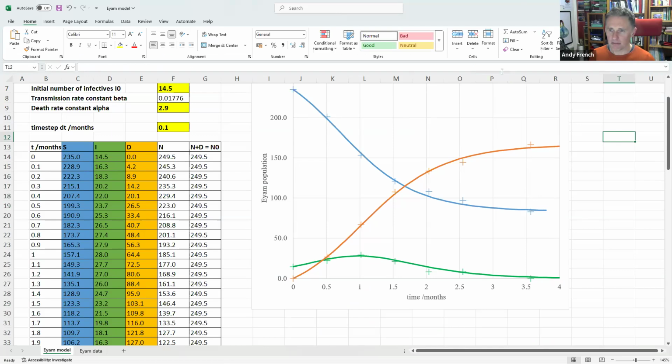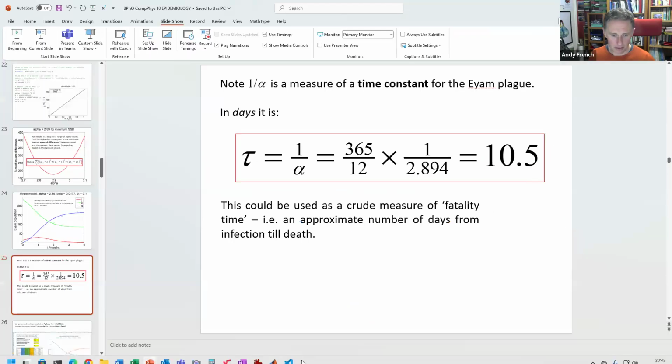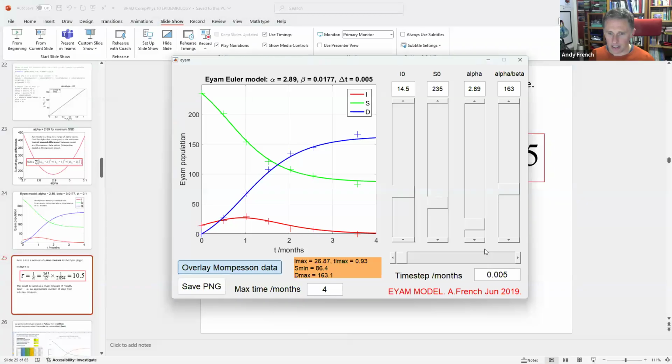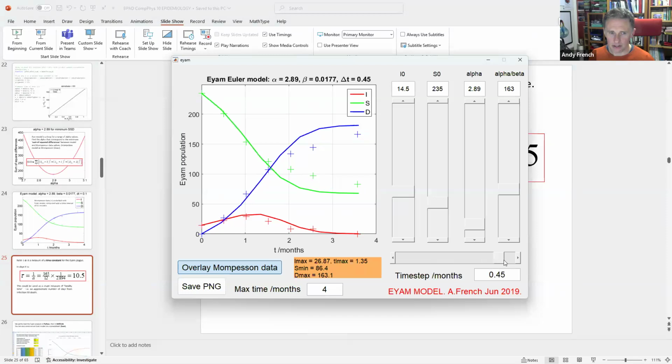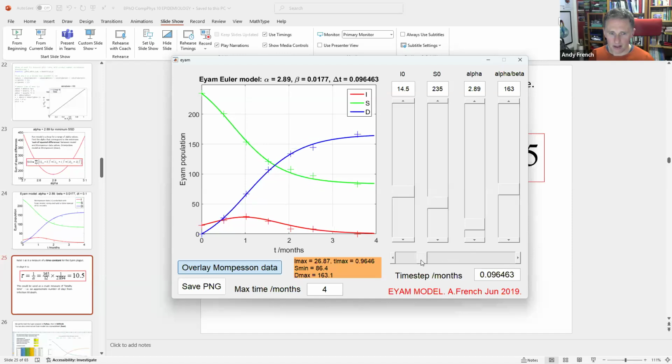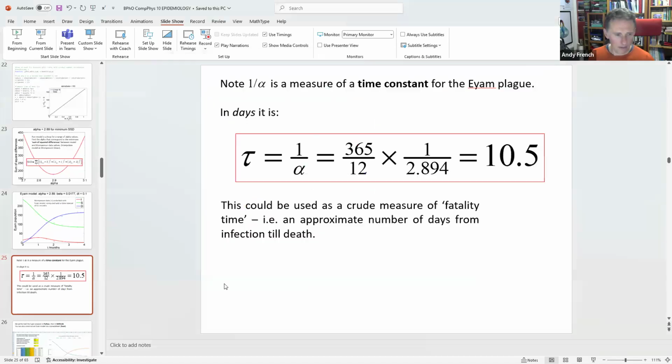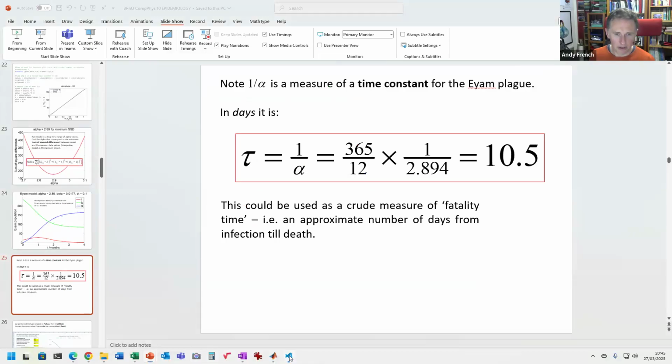If we go back to the MATLAB model briefly and I increase the time step, you can see what happens. We start to get a worse prediction, and eventually you can see the lines becoming rather crude. So the time step we can change. Okay, so let's quickly look at what that looks like in Python.